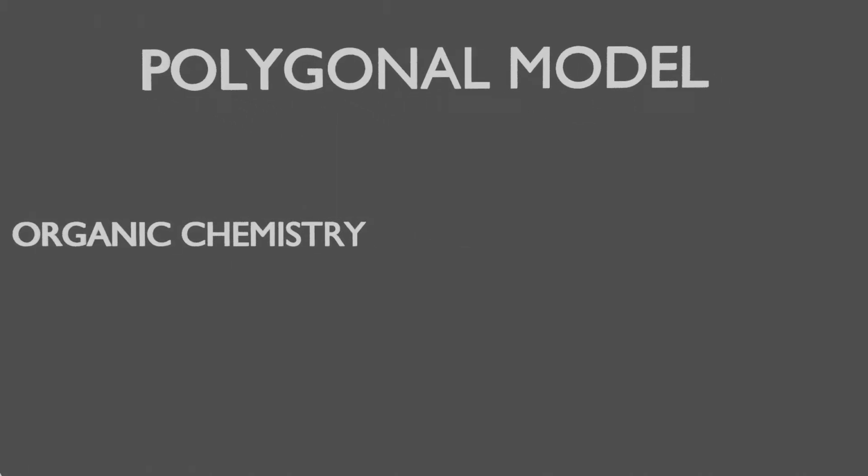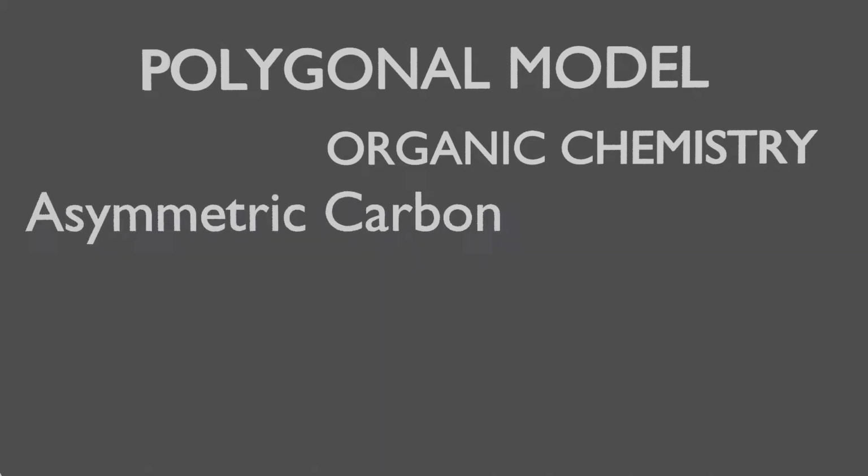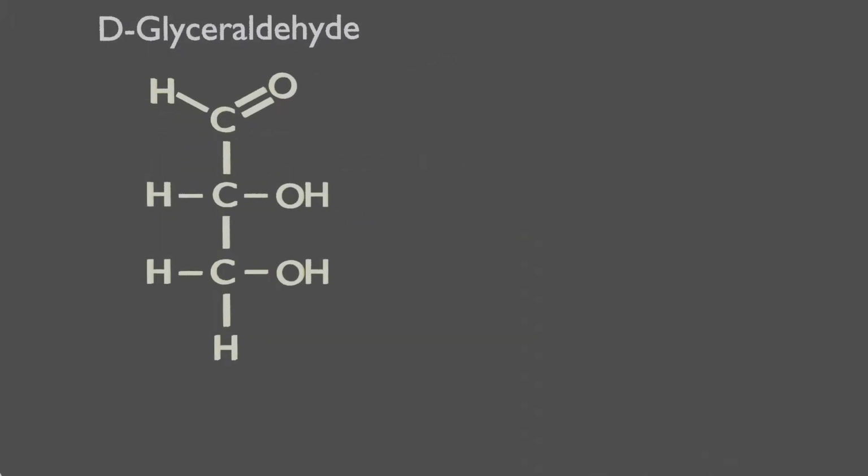Continuing our presentation of the polygonal model and its use in organic chemistry, we will now see how this model directly represents the presence of asymmetric or chiral carbons, a very important concept in organic chemistry. Let us consider the glyceraldehyde molecule as an example, specifically the D form, as explained ahead. Fischer's projection shows that this molecule has a ketone group and two alcohol groups in its structure.